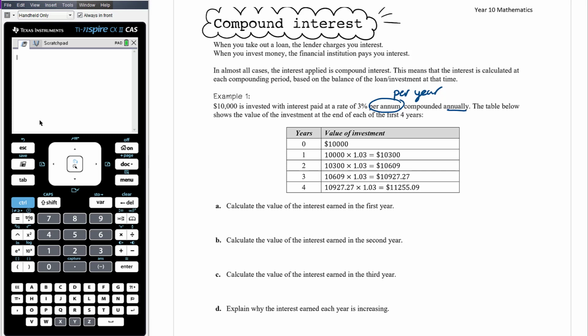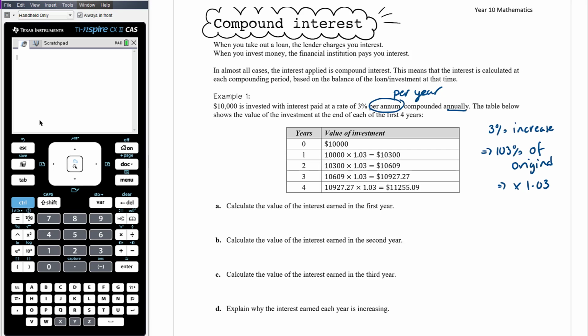So that means that we invest our $10,000, after 1 year we increase the value of $10,000 by 3%. So remember we talked about increasing by 3% yesterday, this sort of thing. So 3% increase means that we're ending up with 103% of what we started with. Okay, so that means we're multiplying by 1.03 to increase by 3%. So at the end of 1 year, we're going to increase our $10,000 by 3%, so $10,000 times 1.03, and we get $10,300.